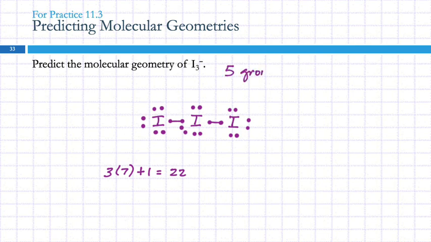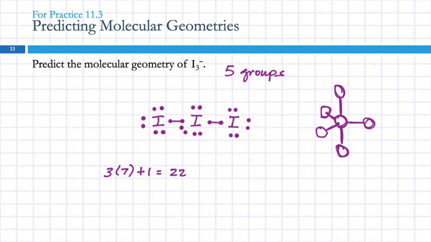5 electron groups. What shape did 5 balloons make? Trigonal bipyramid. It's more than the tetrahedron and less than the octahedron. Oops, that did not go very well. So that's my electron geometry.